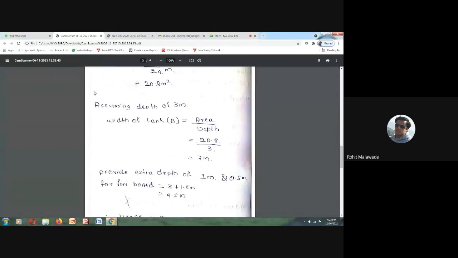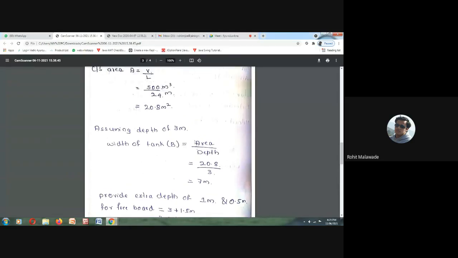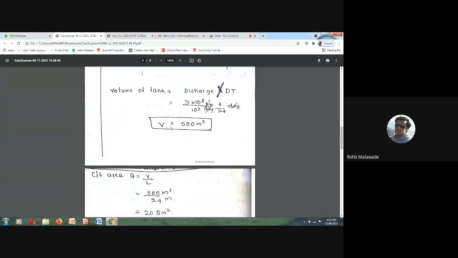Now, what is the standard depth of the sedimentation tank to be kept? Normally we keep around 2.5 meter to 5 meter, so normally we will be keeping it up to 3 meter depth. We have found out the area, the volume, and the length, and we have assumed the depth, but we don't know the width of the tank. So width of the tank is equal to area divided by depth of the tank.